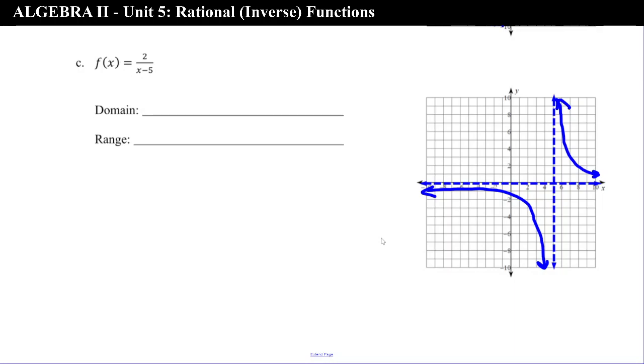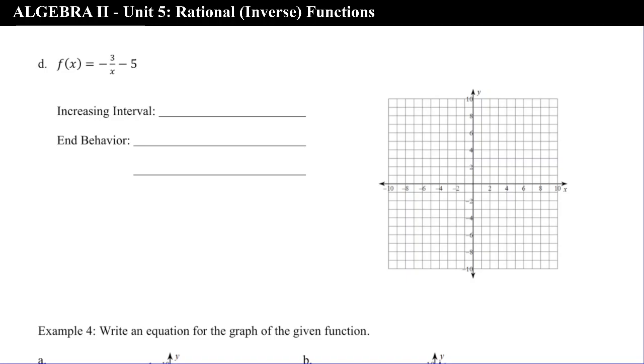So let's talk about what the domain is. From left to right, our domain goes from -infinity until we get to the asymptote, which is at 5, union with 5 to infinity. Our range goes from -infinity to 0, union with 0 to infinity. So basically everything except for the asymptote itself. All right, let's move on to D.